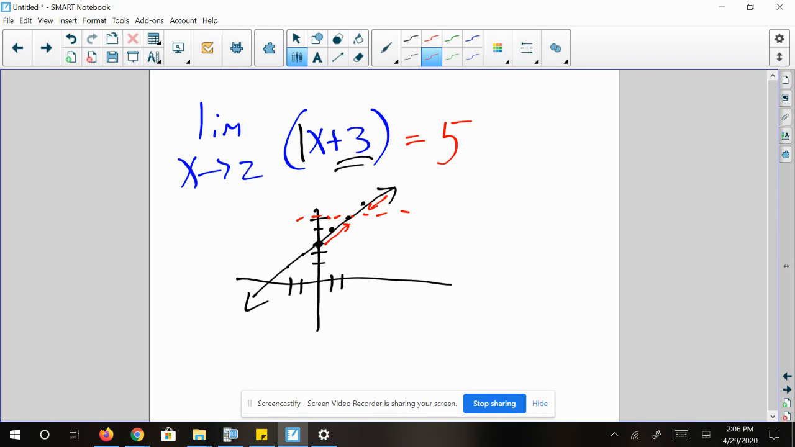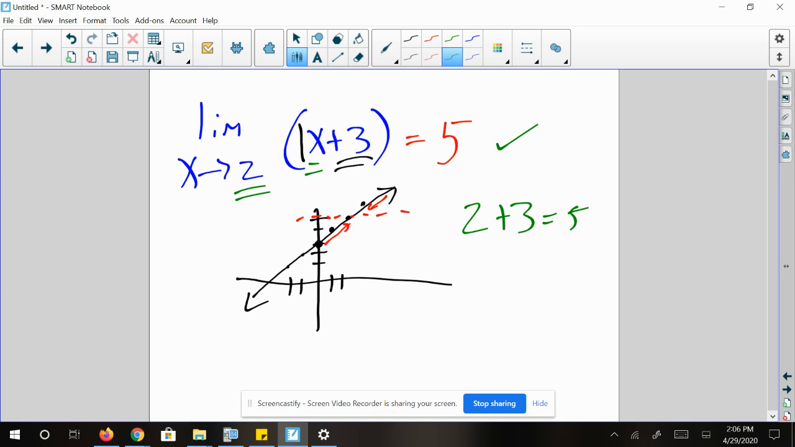Okay, but an easier way to do that, and this is what I mentioned the other day, is that I can just go ahead and plug 2 in right here. If I plug in 2, I get 2 plus 3 equals 5. Okay, so an easier way of doing this instead of looking at it as a graph is simply to do it algebraically and directly substitute in 2 for x, and we get a limit of 5.